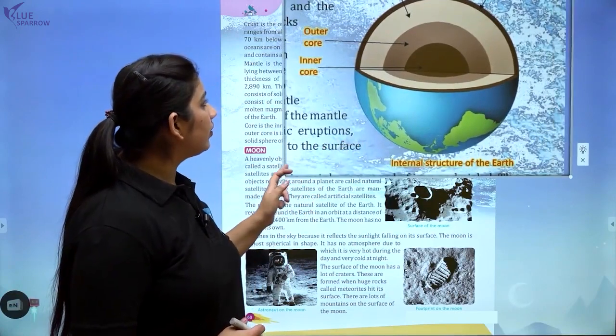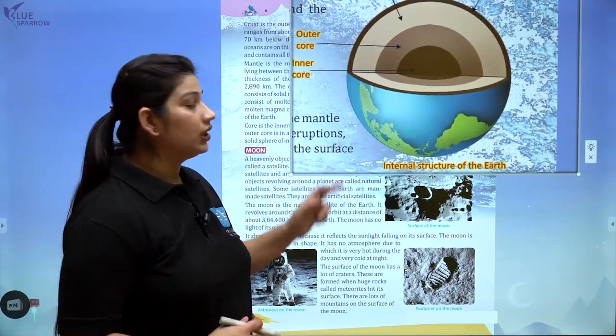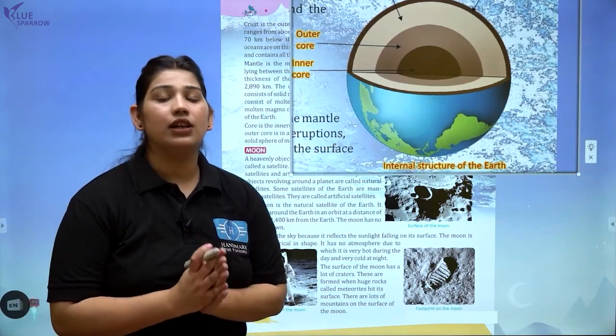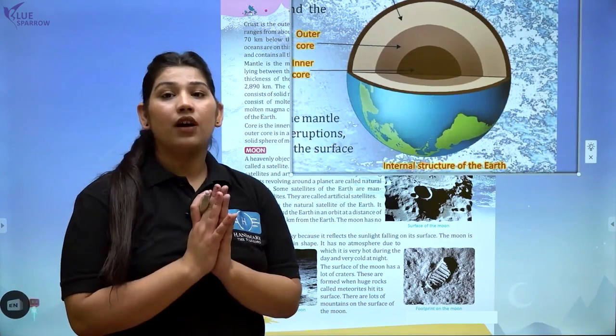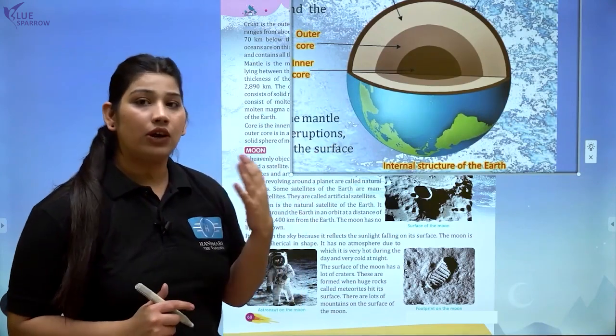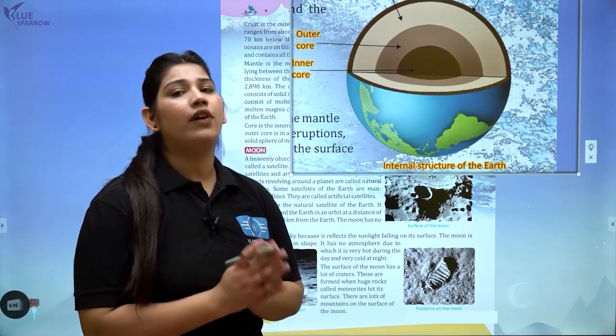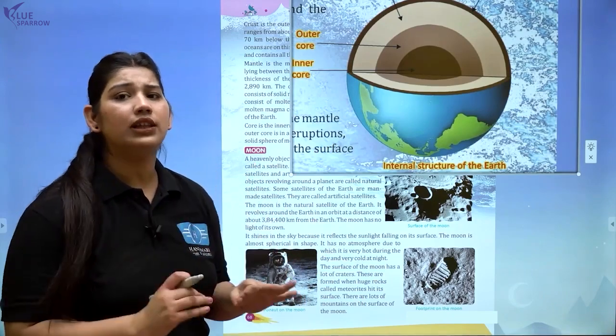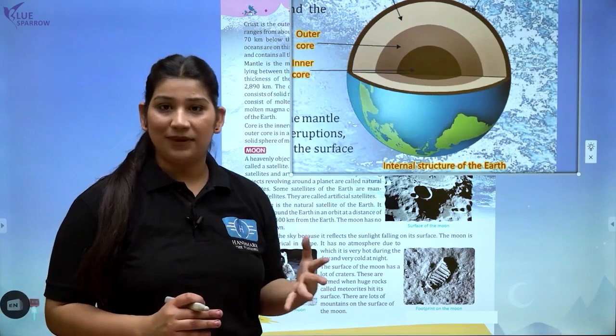This is the interior structure of the earth. The outer layer of earth is called the crust. The continents and oceans are on this layer. It is made up of hard rocks and constitutes all the essential things that make up life.